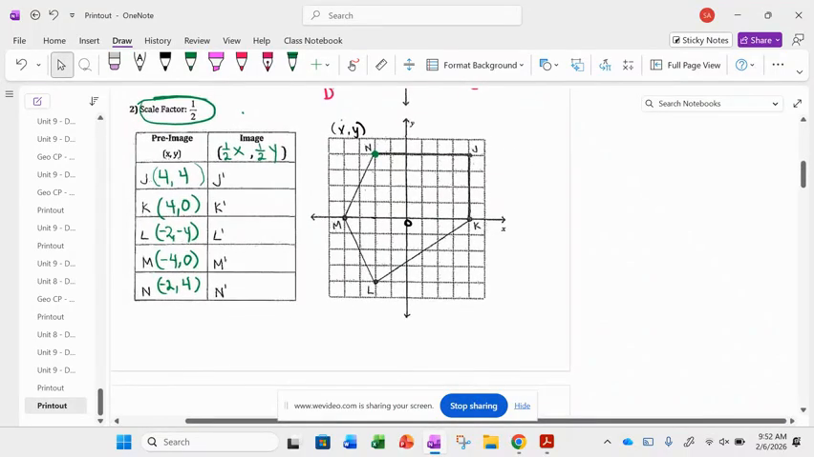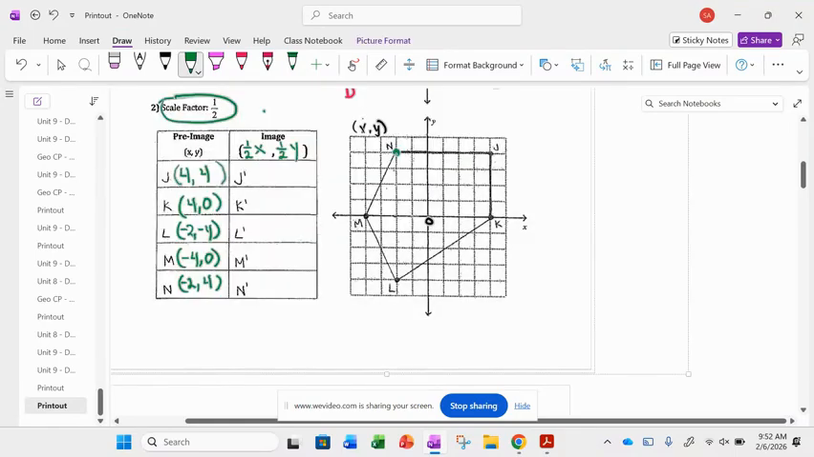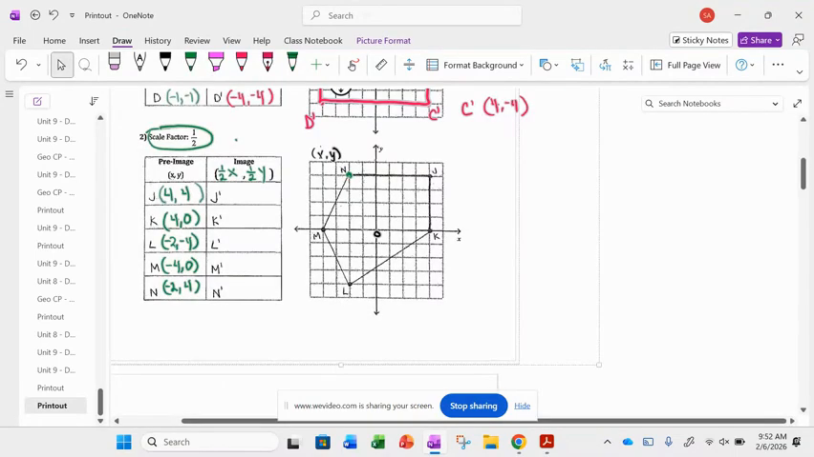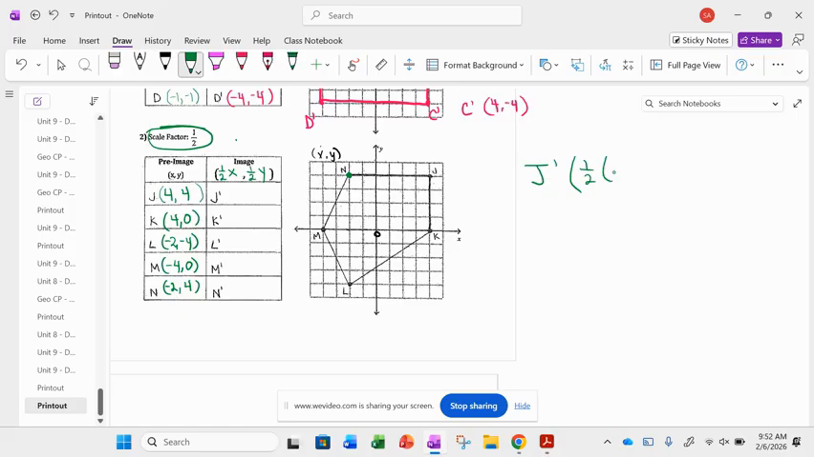And now let's do the work. So we're going to start off with J prime. So we're going to do a half times 4, comma, a half times 4 again. Do we agree 4 is really 4 over 1 since we're multiplying fractions? Is everybody okay if I write 4 as 4 over 1?